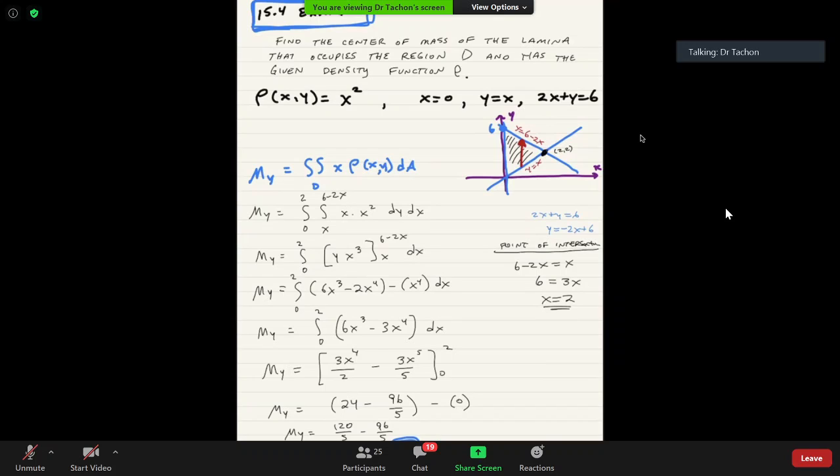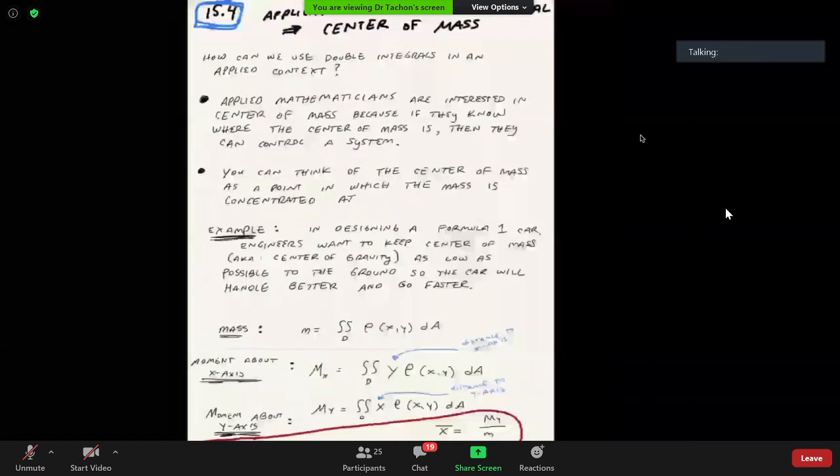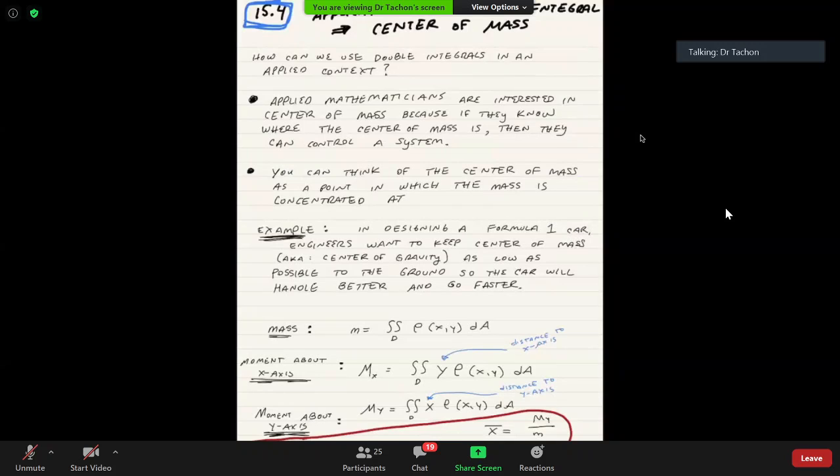We're still working on this problem. We got the distance, we got the density, we got the pieces. We're just about ready to put it together. So here's what we're doing. We're doing a center of mass problem, an example from 15.4. We're just doing the one because it takes forever.